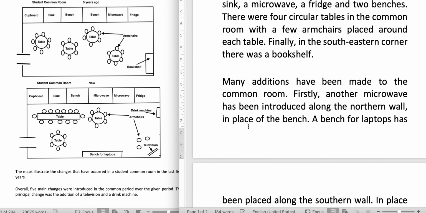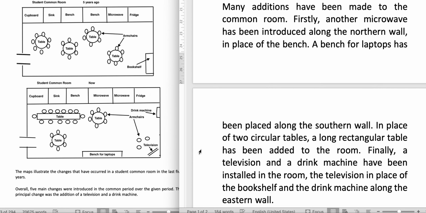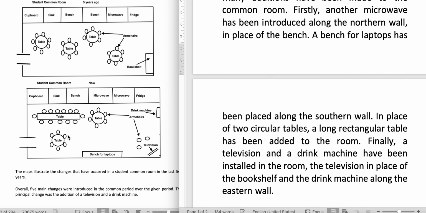Many additions have been made to the common room. Firstly, another microwave has been introduced along the northern wall in place of the bench. A bench for laptops has been placed along the southern wall. So this is a bench for laptops, and this is the southern wall. This is the northern wall, and this is the southern wall. So a bench for laptops has been placed there. In place of two circular tables, so two circular tables have been removed, and in place of two circular tables, a long rectangular table has been added to the room.